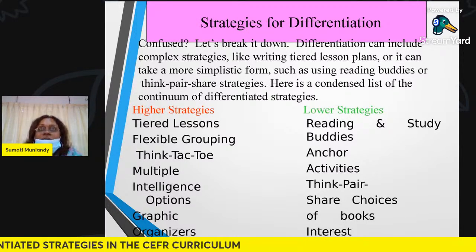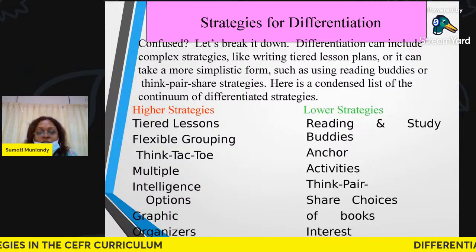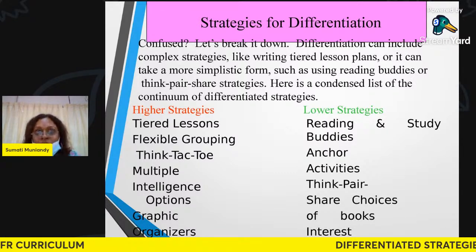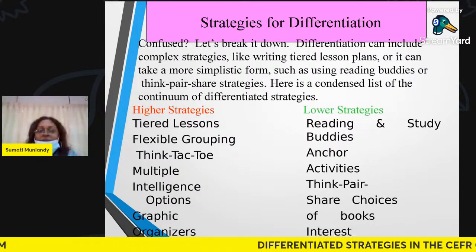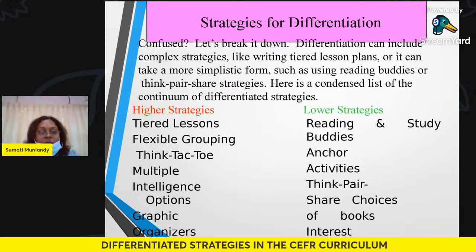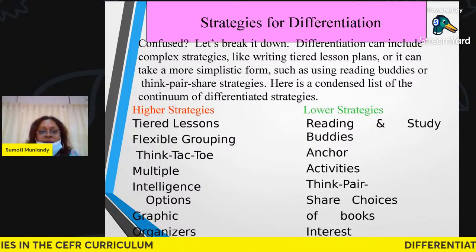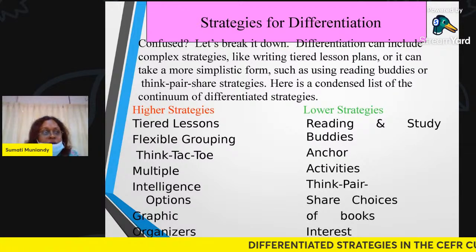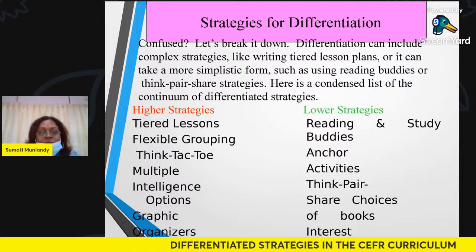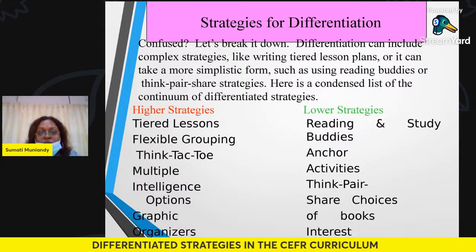If the students are high achievers, most of them can speak the language, they are active, then you can give them more advanced activities. Tiered lessons, flexible grouping, tic-tac-toe, multiple intelligence options, graphic organizers. This one caters for the high achievers.